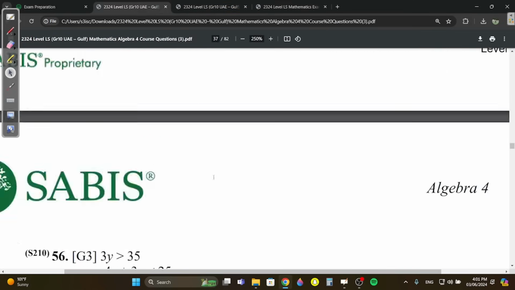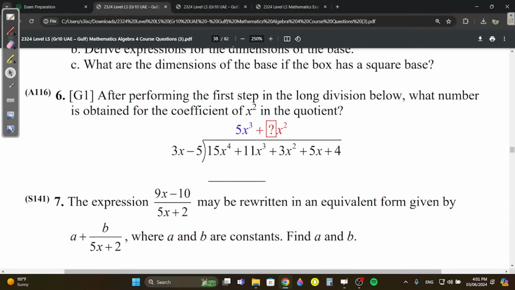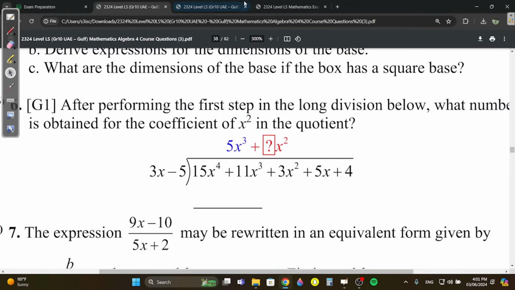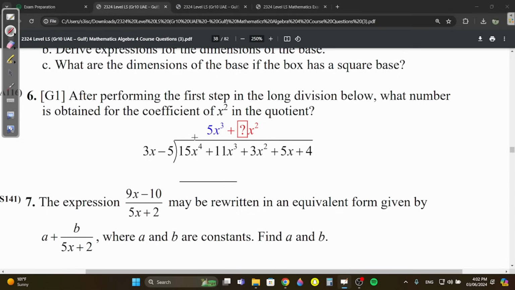Page 38, question 6. Please be easy. Oh, these are easy. After performing the first step in the long division below, what's the coefficient of x squared? They already gave you the first one.